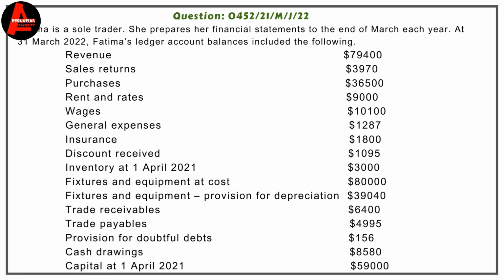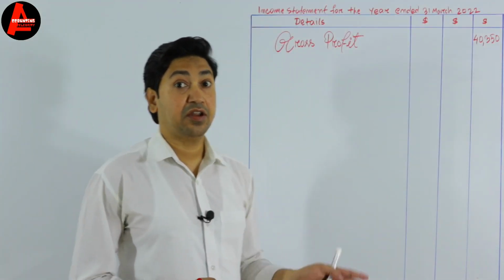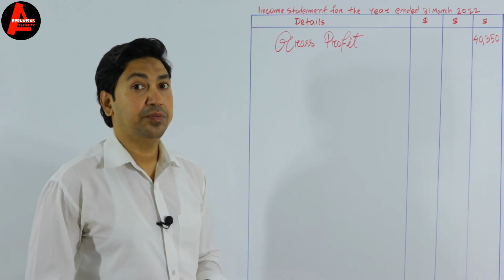Okay. And then a trade receivable we will not take, it is an asset. Trade payables, it is a liability, it will go to the balance sheet. Provision for doubtful debts, we will take it. Cash drawings, it will appear in the capital account. In the next tutorial, I will show you how to prepare capital account as well. Capital at 1st April 2021, this will be also taken in the capital account. Okay. So at the end of the question, we have 7 adjustments. So we will adjust these adjustments here with the ledger account balances.